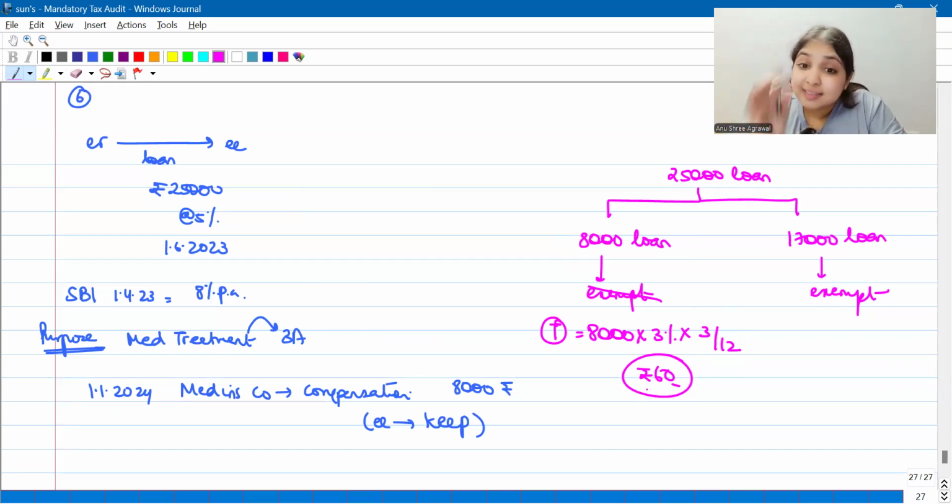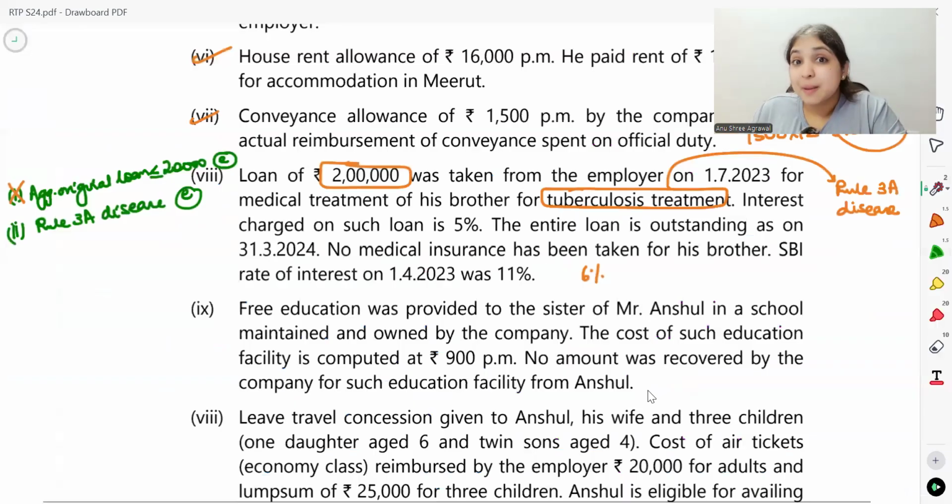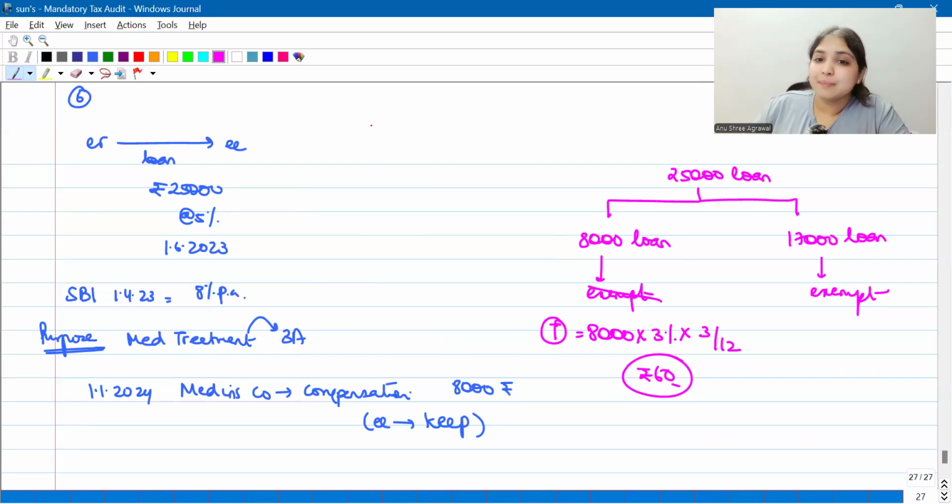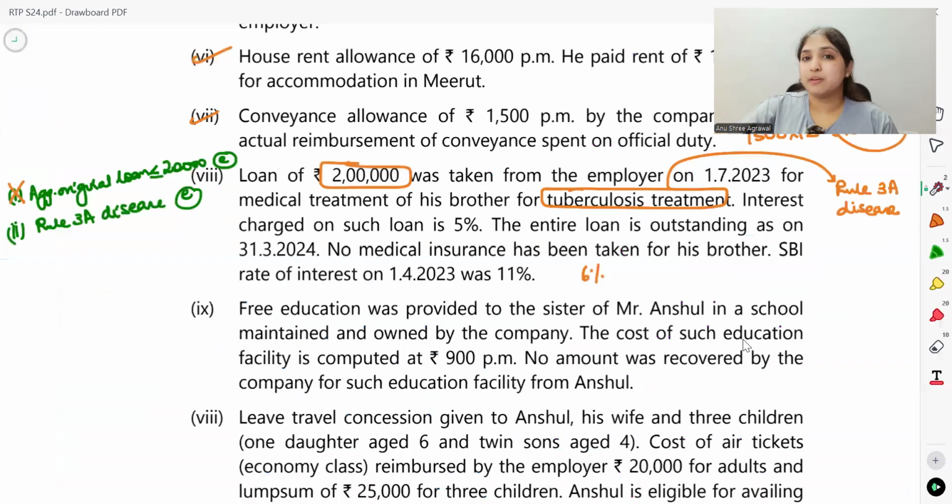You're understanding? In this question, no such drama because no medical insurance. But you got the point right. Had there been medical insurance, you would have seen what is the extent of the double benefit. On the double benefit, you would have had taxable value. Here there is no medical insurance, so therefore no double benefit. So loan is for medical treatment of Rule 3A disease, fully exempt.